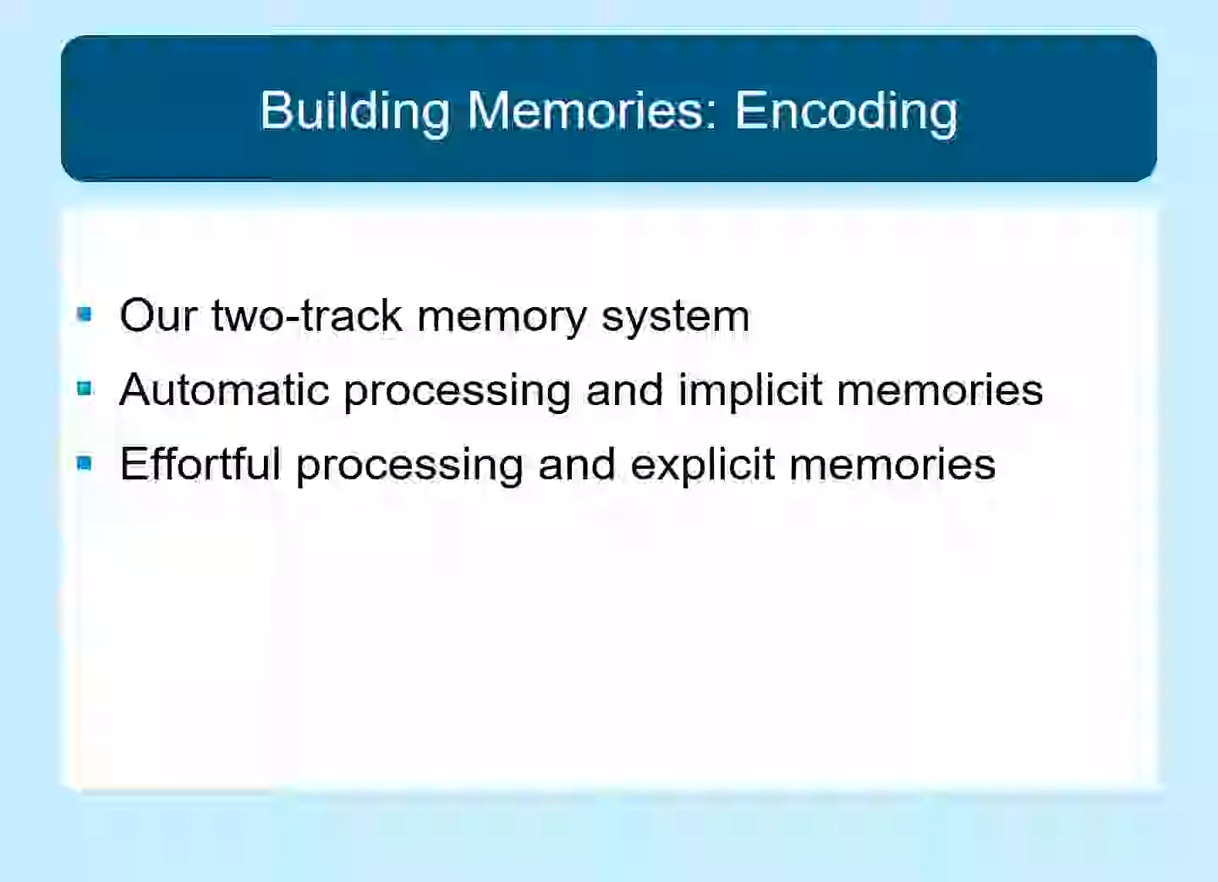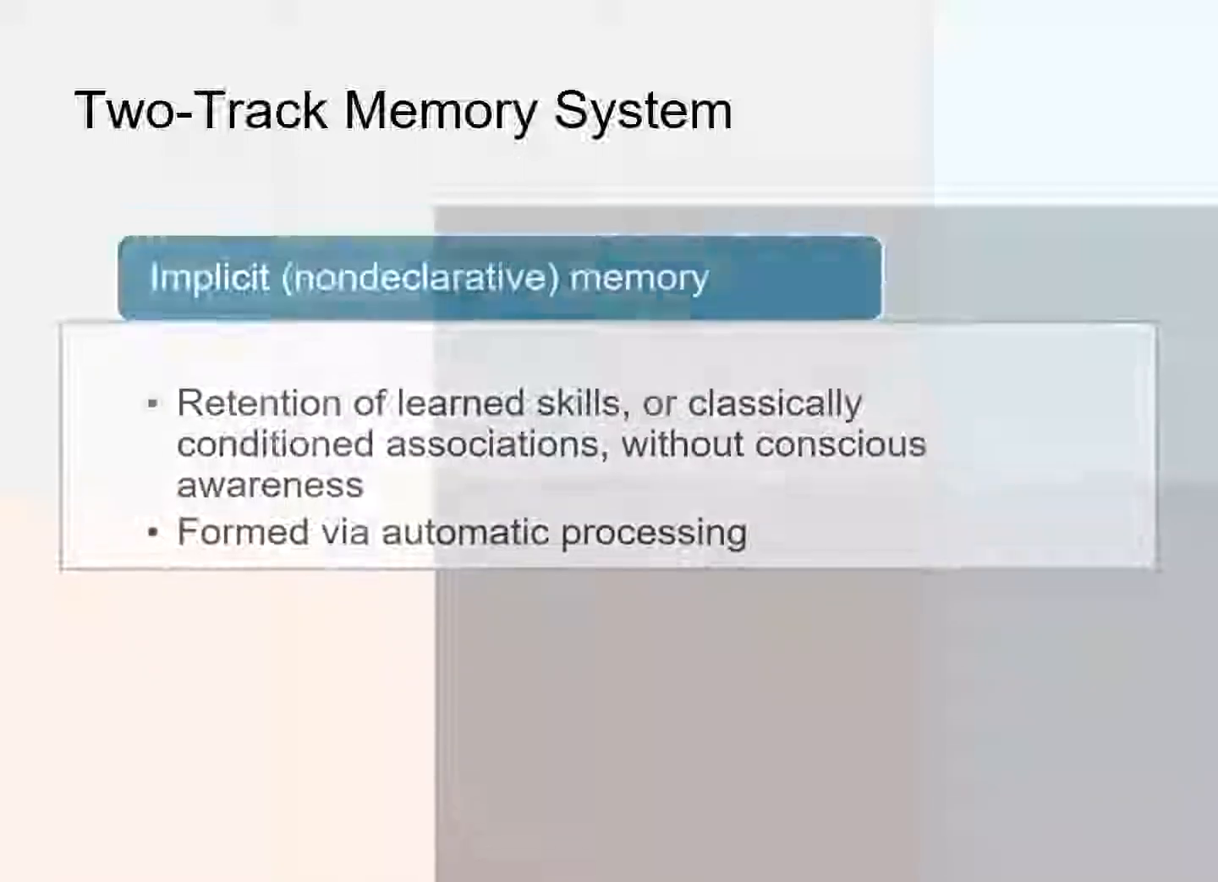So, building memories through encoding. Our two-track memory system, automatic processing and implicit memories, and effortful processing and explicit memories are things that I'm going to talk about with encoding. So first, the two-track memory system.